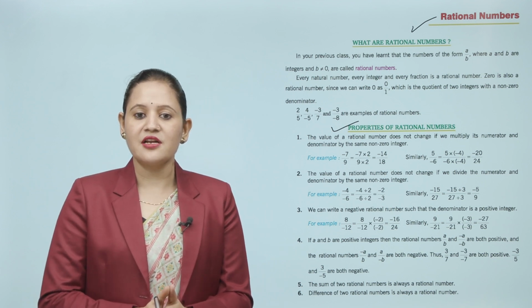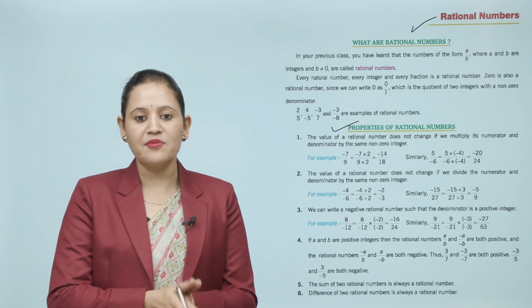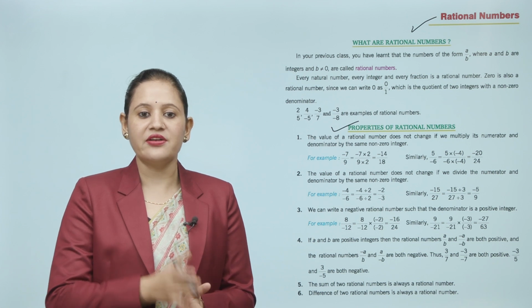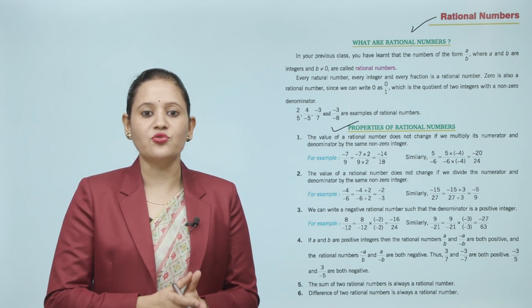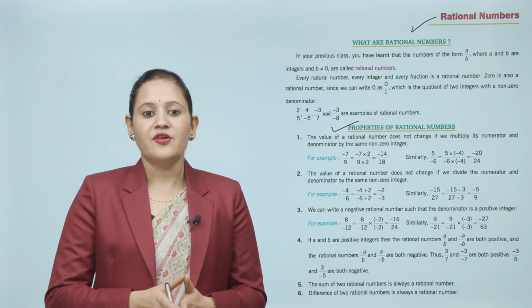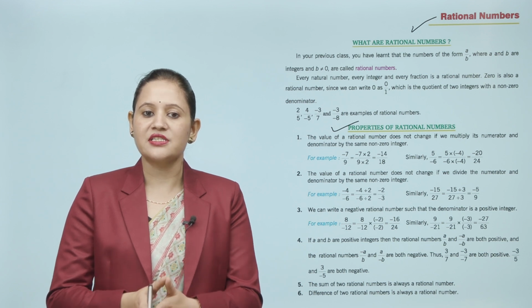Next, the value of a rational number does not change if we divide the numerator and denominator by the same non-zero integer. For example, minus 4 upon minus 6, we divide both numerator and denominator by 2, we get minus 2 upon minus 3. Clear?